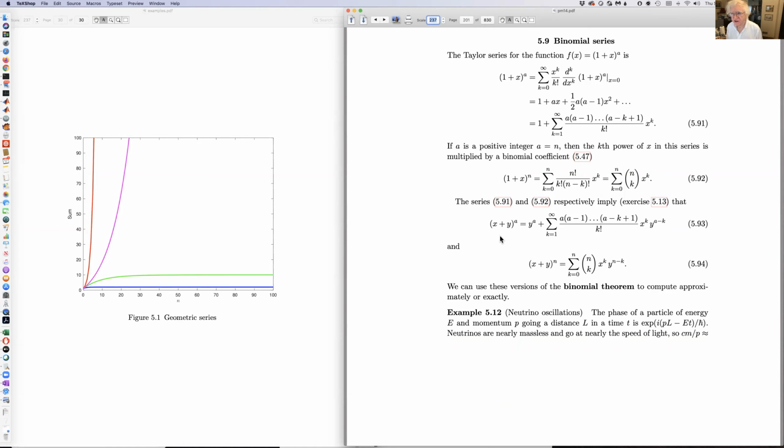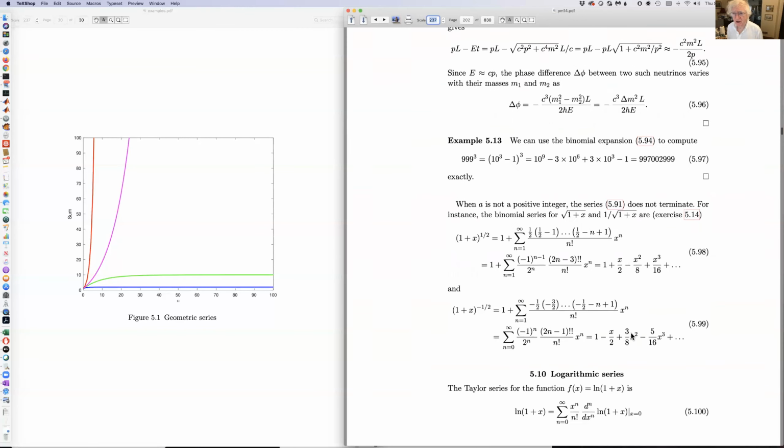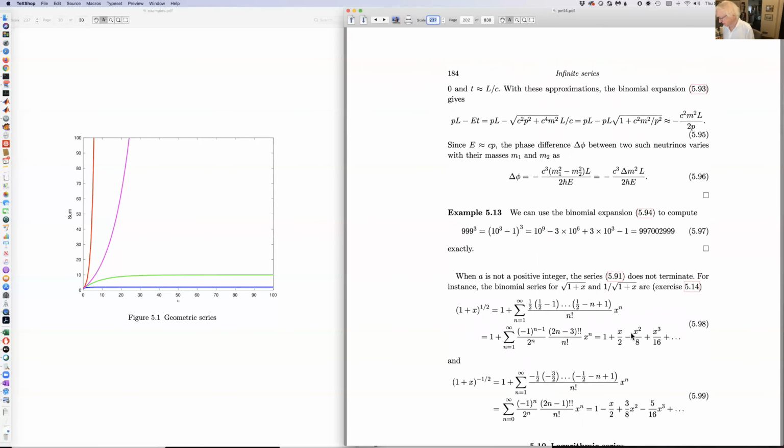The two series together show you that you can write (x plus y) to the a this way. And if it's an integer, then of course you get this. This is a very important formula. It occurs all over the place, and it's quite important. Neutrino oscillations have been a big deal experimentally for, well, I don't know, 40, 50 years.